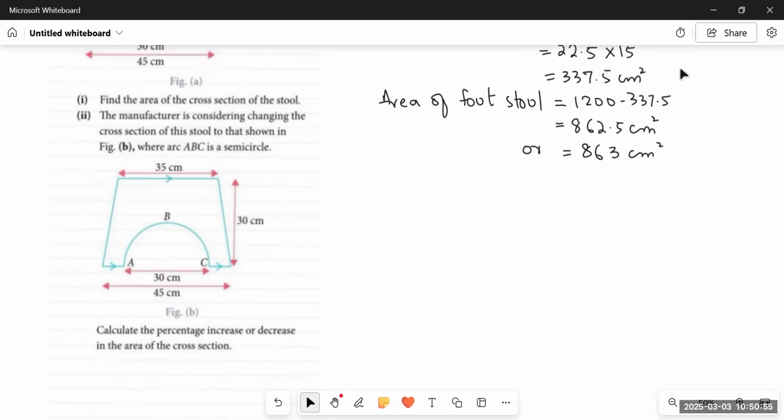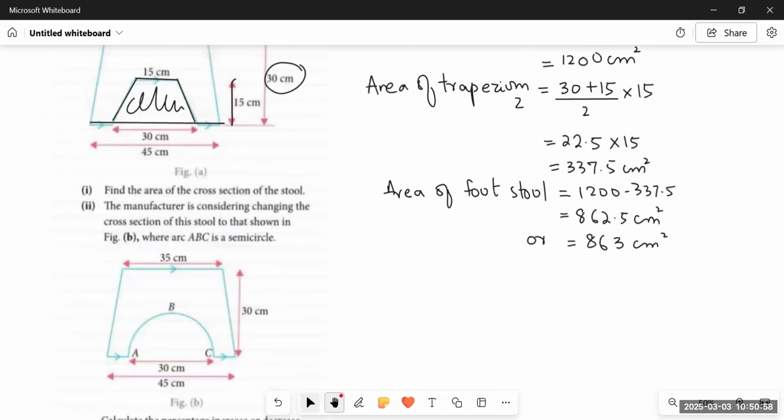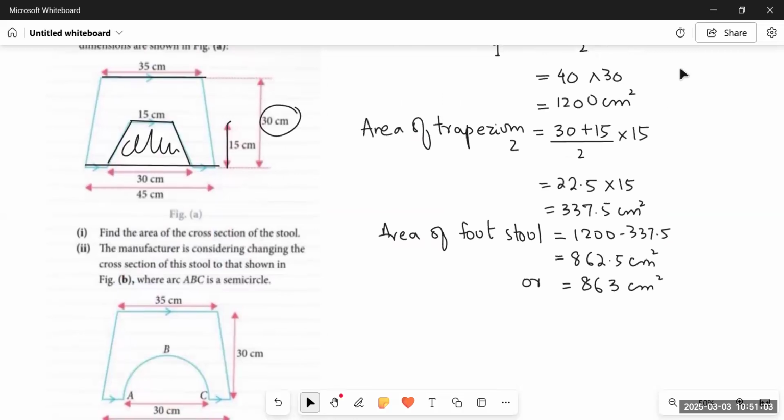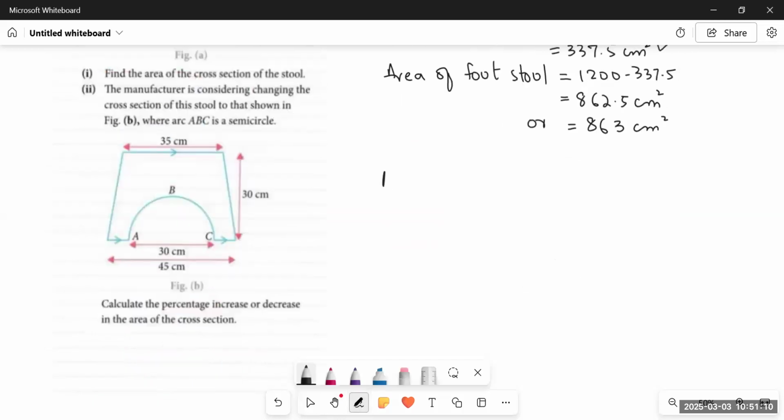Earlier, the cross section was how much? It was having an area of 337.5, right? This was the area. And now let's see what would be the area of the cross section. The new cross section is the semicircle now. So to find out its area, we have to use its formula, that is pi r square upon 2, where pi is a constant value, that is 22 upon 7, multiplied by r.